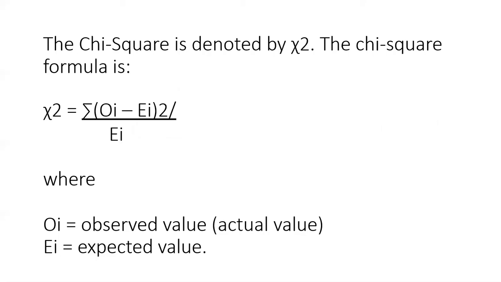Then we have the formula. It will be represented by the chi-square sign. Chi-square is summation of (Oi minus Ei) square divided by Ei. Here Oi means the observed value or the actual value, and Ei is the expected value. Simple formula: observed minus expected whole square divided by expected.